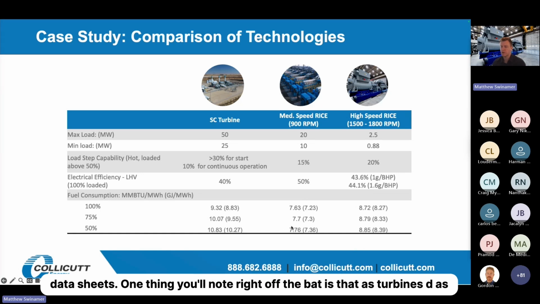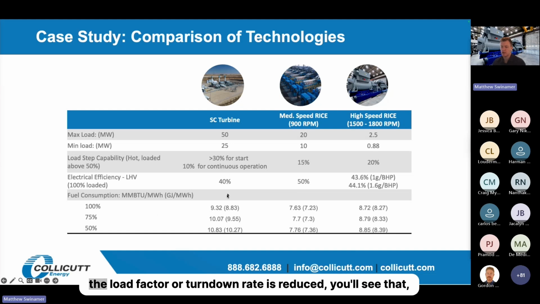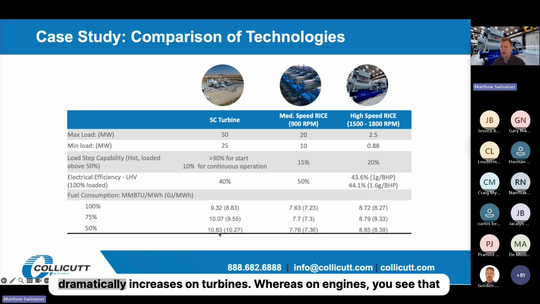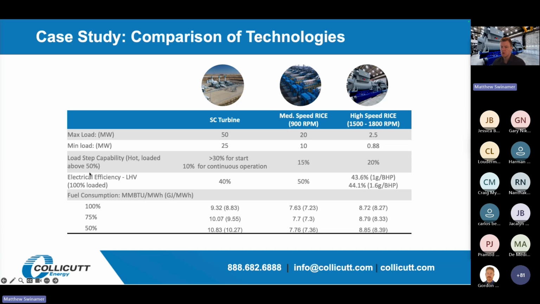And this allows us to ensure that we're staying within the fuel range that are posted for these data sheets. One thing you'll note right off the bat is that as the load factor or turn down rate is reduced, you'll see that the fuel consumption per megawatt dramatically increases on turbines, whereas on engines, you see that there's a relative increase in fuel consumption, but not as dramatic as turbines. And you'll see that in some of the calculations we show.